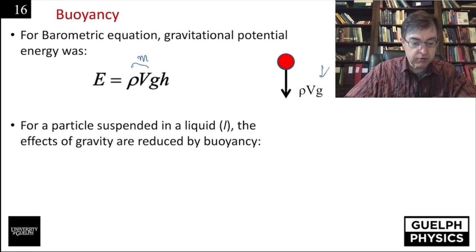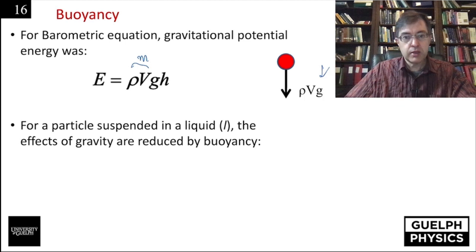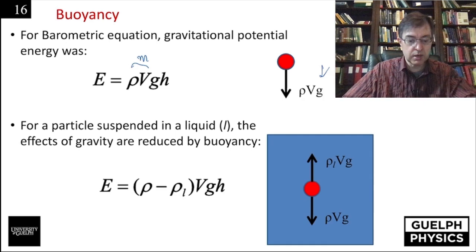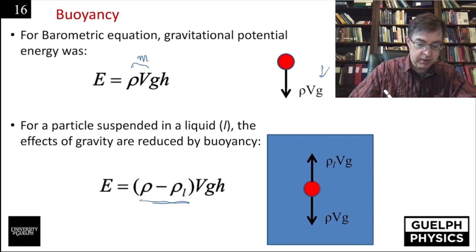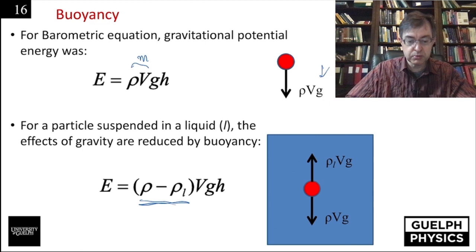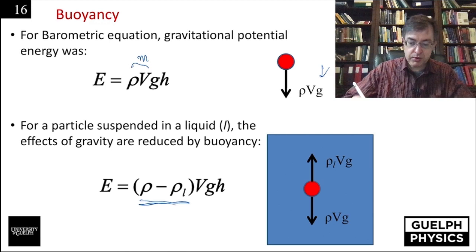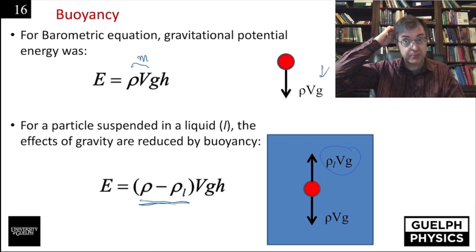Well, the answer is that for a particle suspended in a liquid, the gravitational potential energy is going to be reduced by the buoyancy effect. And this comes into the equation as a reduction in the density that appears in the equation for the gravitational potential energy. So it's as if the particle had a reduced mass in mgh. So (rho minus rho L) times the volume of the particle times gh is the gravitational potential energy when you're submersed completely in a liquid. Okay? And that corresponds to the fact that there's this additional force acting upwards.